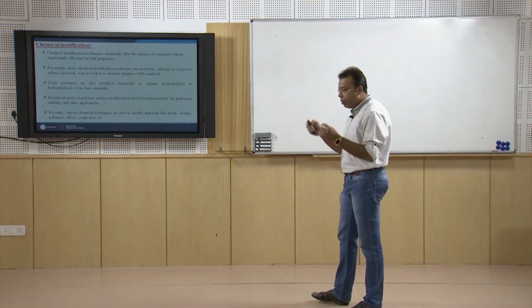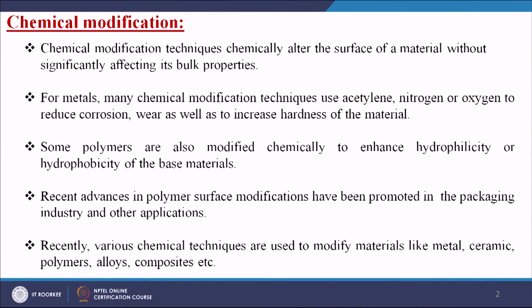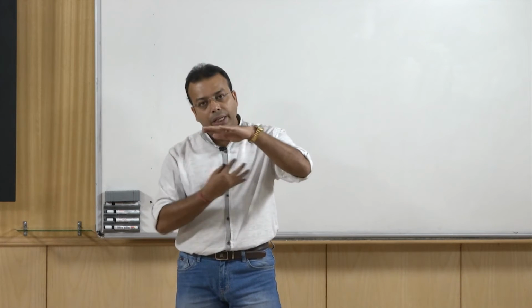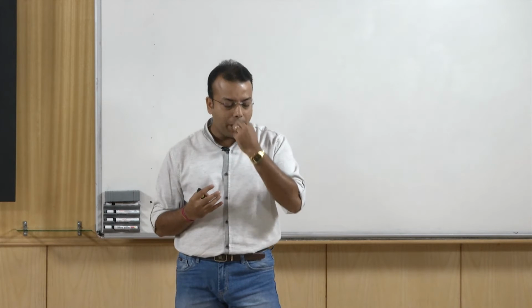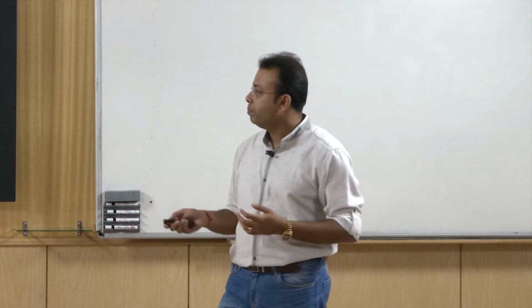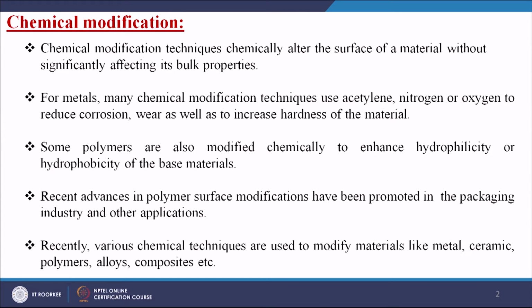First, you have to know what chemical modification means. Chemical modification techniques chemically alter the surface of a material without significantly affecting its bulk properties. So there will be reactions on the surface of that particular material, but it will not change the bulk, meaning the overall properties of the material. For metals, many chemical modification techniques use acetylene, nitrogen or oxygen to reduce corrosion and wear, as well as to increase the hardness of the material. So, these are the requirements for why we do chemical modification.